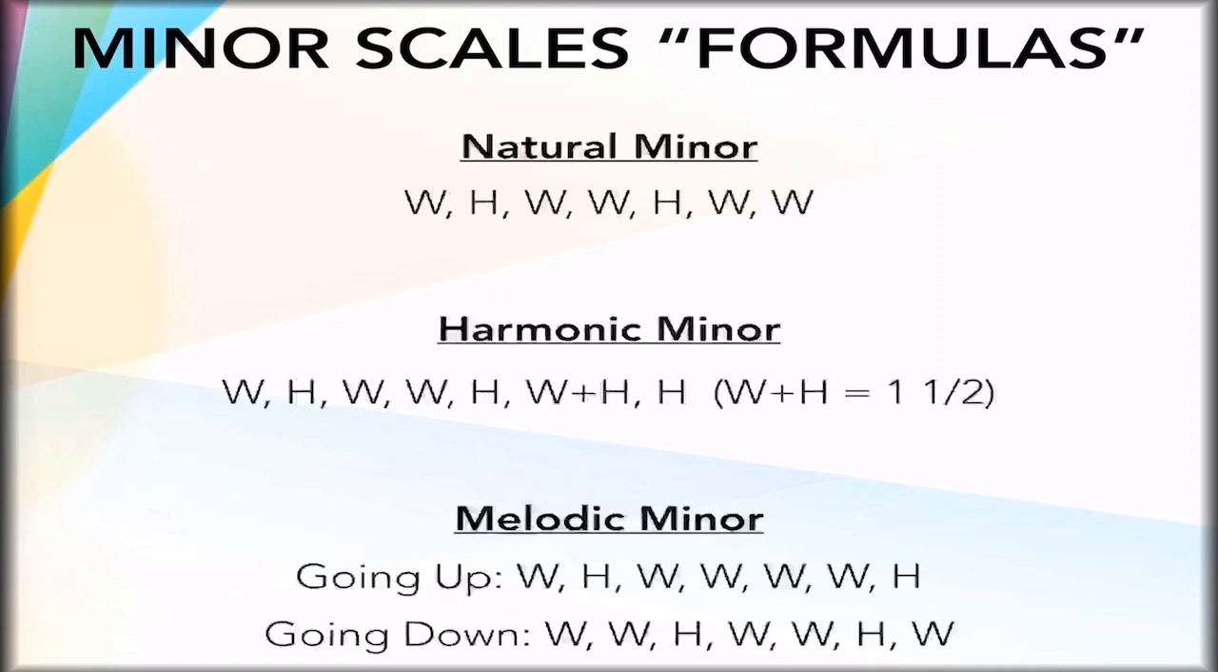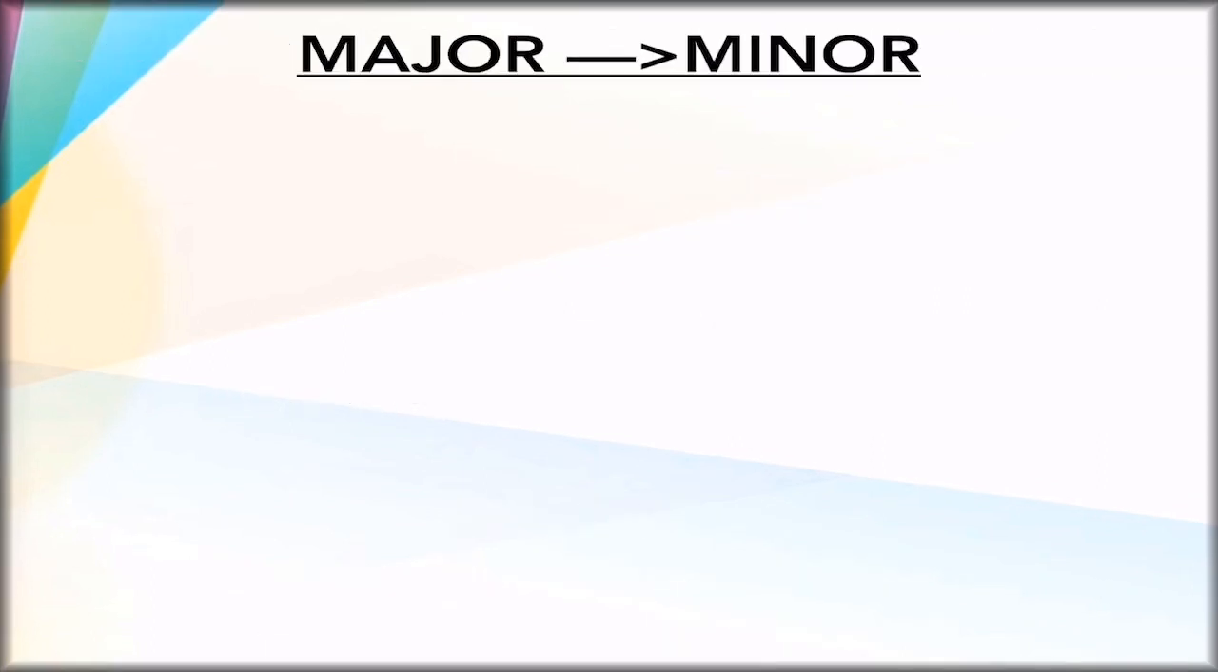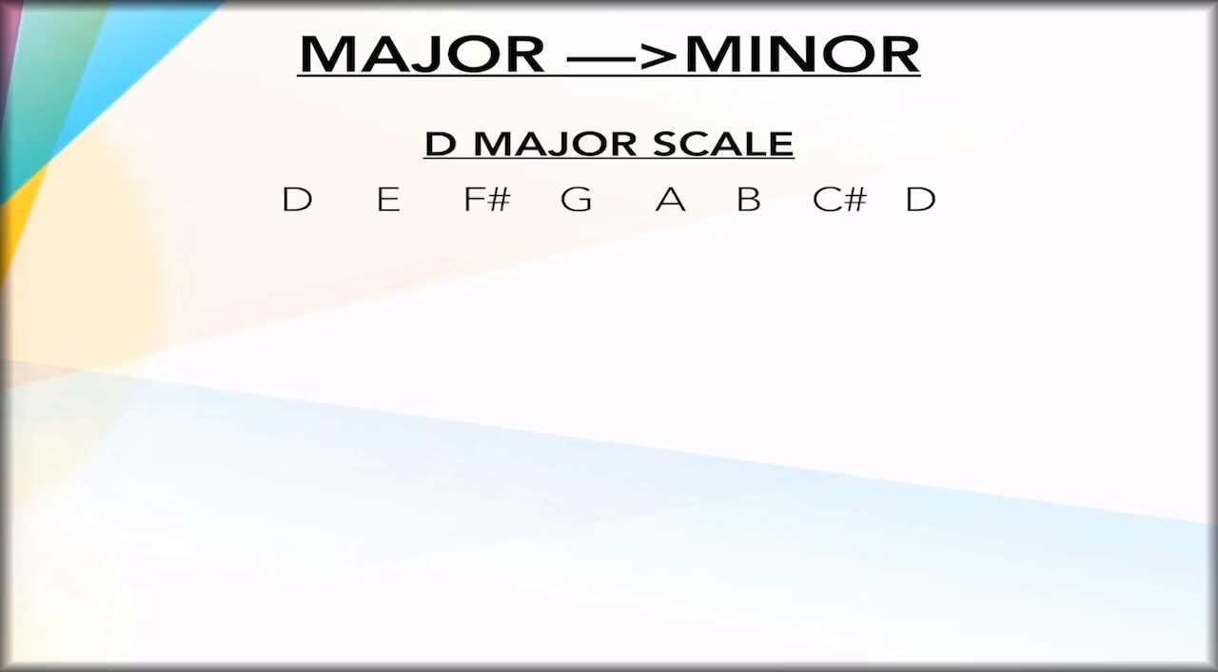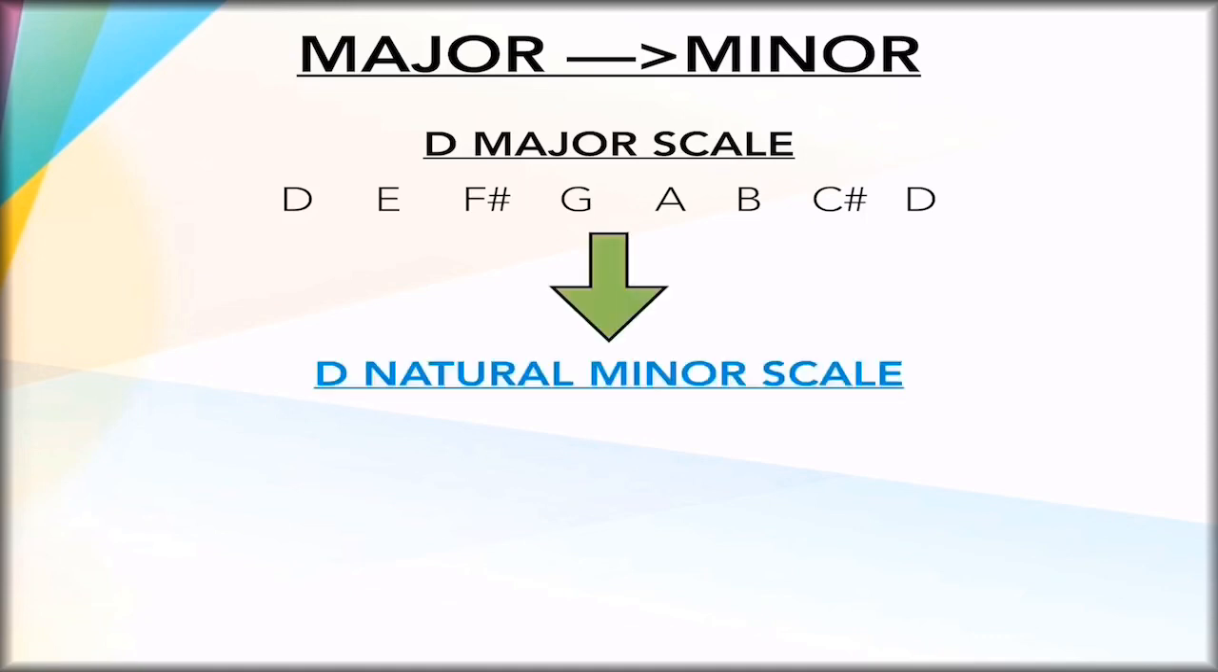Because there are 3 different minor scales and the melodic minor actually has 2 different types of formulas, it can be a little bit challenging at times to remember all the patterns. There is an easier way to go from major to minor. Let's go ahead and review that. If you're familiar with the major key signatures, it will be much easier for you to go to minor. We're going to use the D major scale as our example, and we're going to change the D major scale to the D natural minor scale.